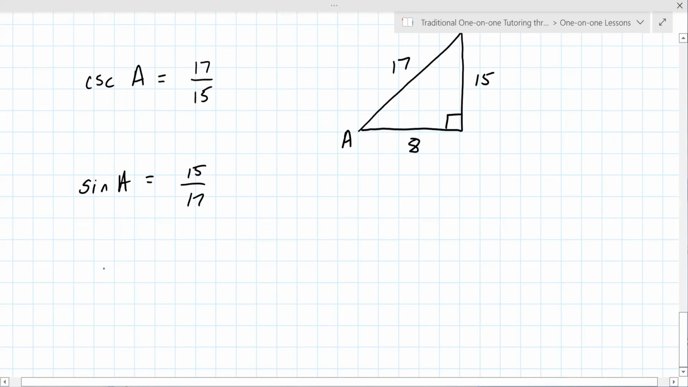So I want you to give me cosine A, tangent A. We already have cosecant A, secant A, and then cotangent A. I want you to come up with all 6 of those, and then we'll do some more problems.